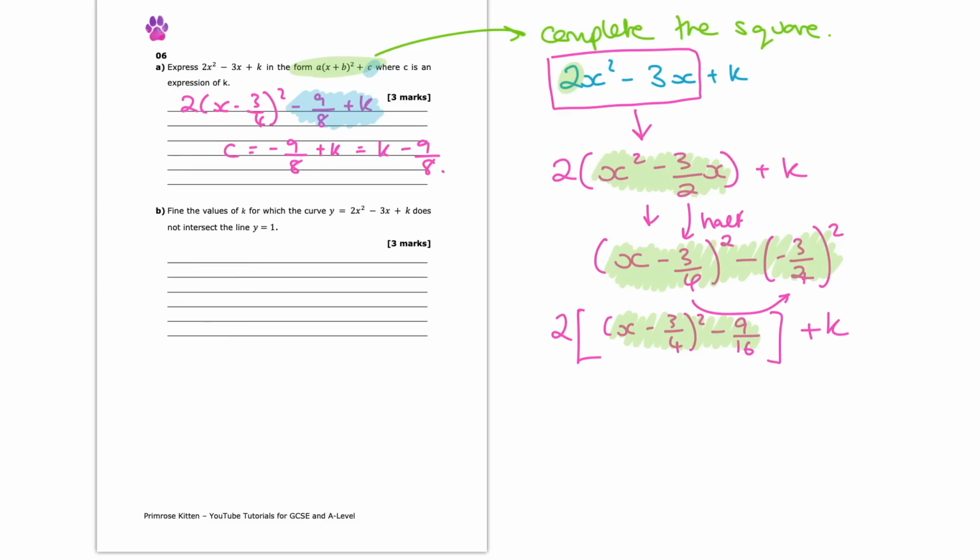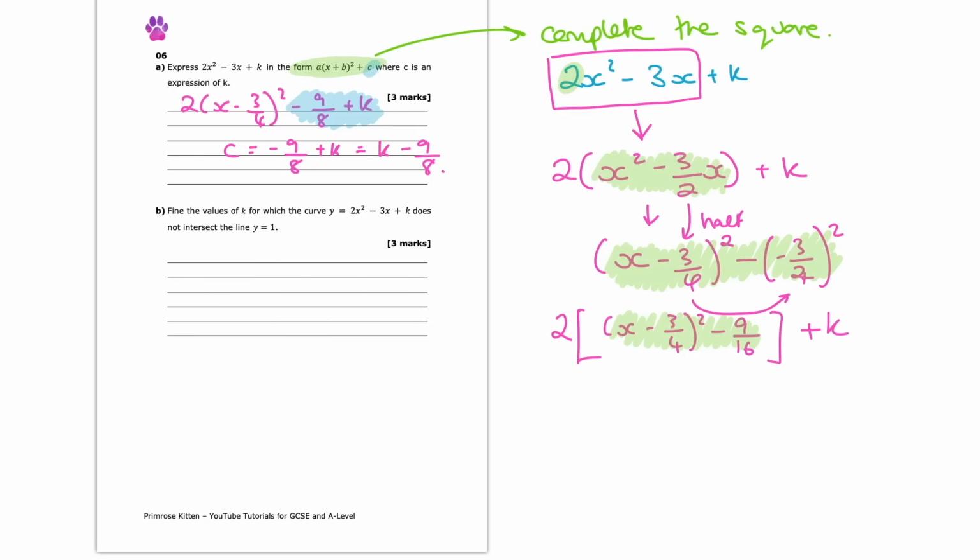So in part B, we're told to find the values of k for which the curve y equals 2x squared minus 3x plus k does not intersect the line y equals 1. So to do this, we're being asked to find where it does not intersect that line. What I think is really beneficial is to use the fact we completed the square to provide us with a minimum point of that graph.